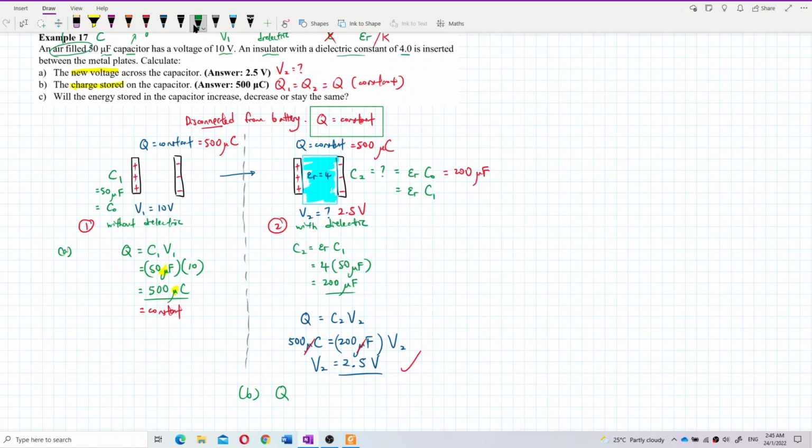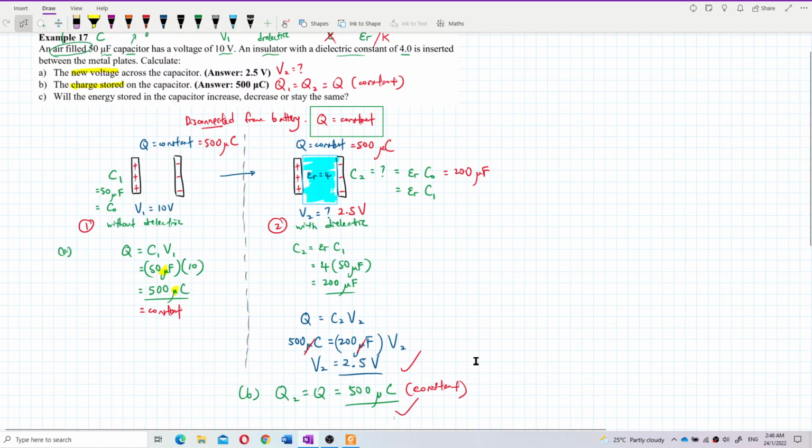Question B, the charge stored on the new capacitor. I can say Q2 is equal to Q, which is 500 microcoulomb. So the charge is constant all the time. So the answer is correct, 500 microcoulomb.